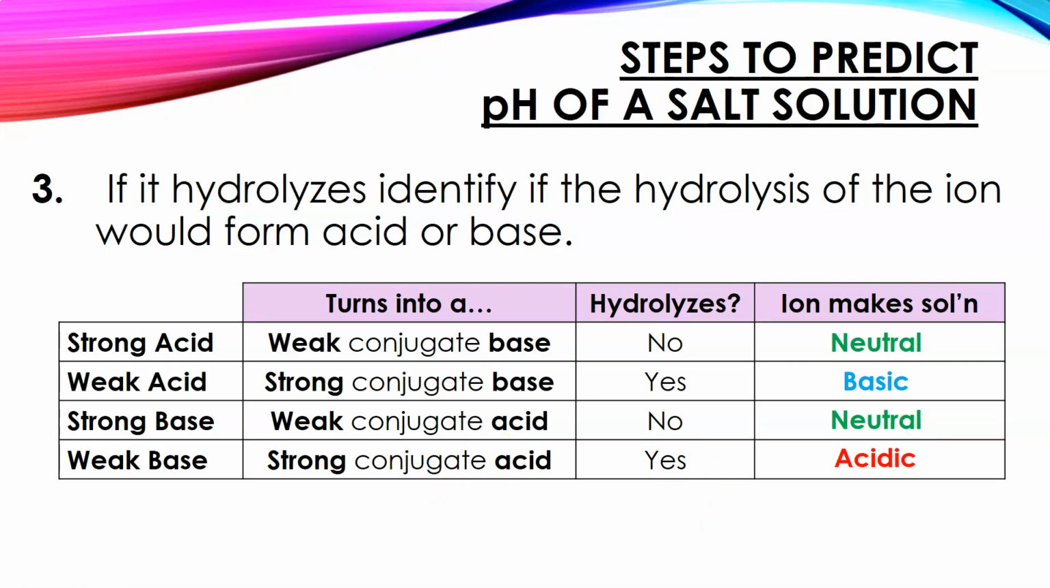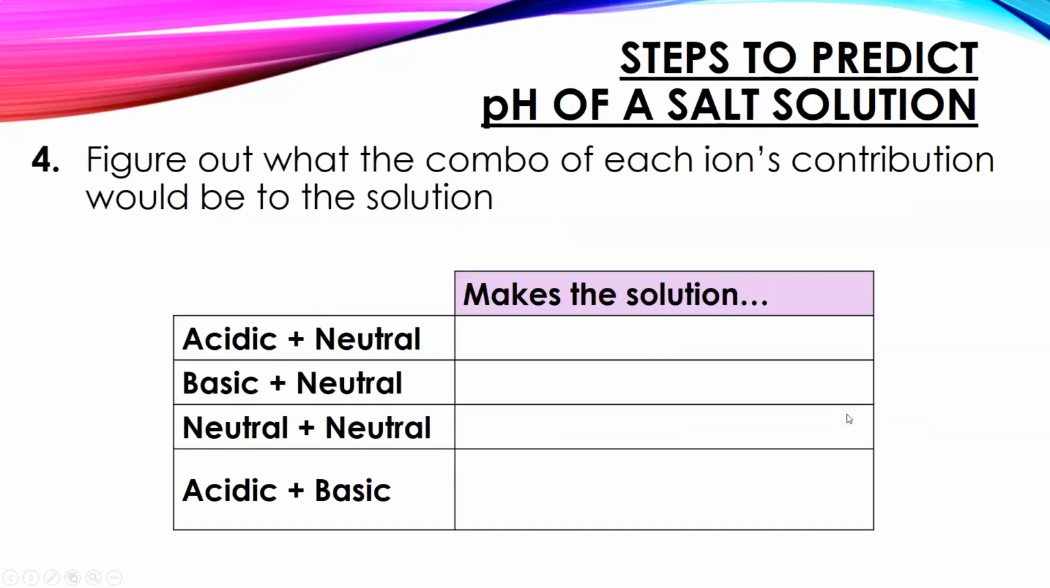Next, you have to remember that you don't just have one ion present, you have two. You have to see what the combination of those two ions would be. For example, if you had two neutral ions, your solution will be neutral. If you have neutral and basic, it'll end up basic, right? You're going to have to walk through those combinations and see how they're each contributing. If you have an acidic ion and a neutral ion, your final overall solution will end up acidic. If you have a basic ion and a neutral ion, you end up basic.